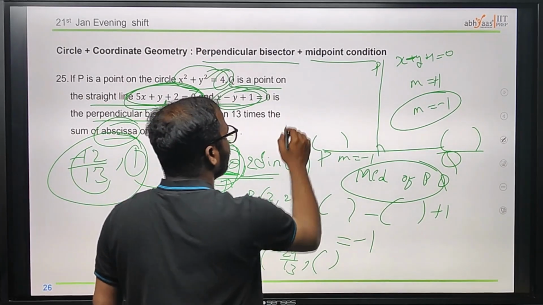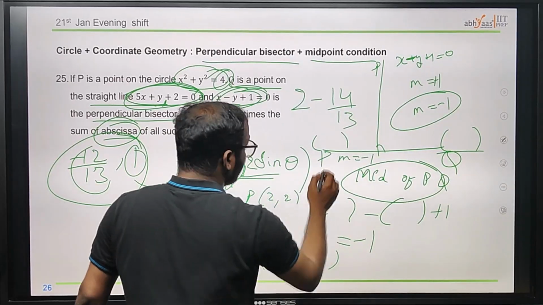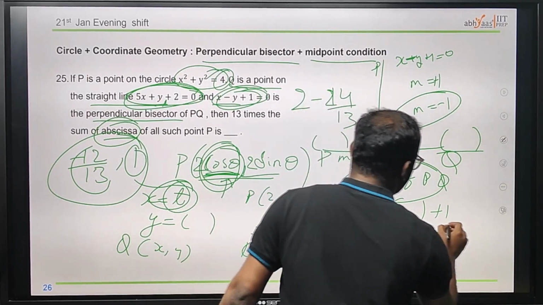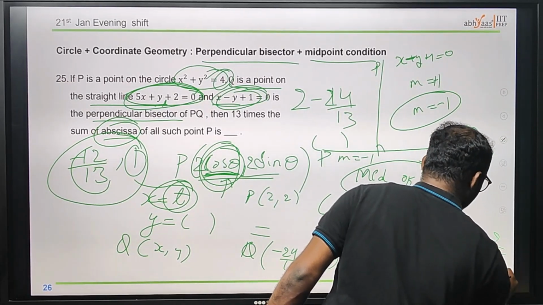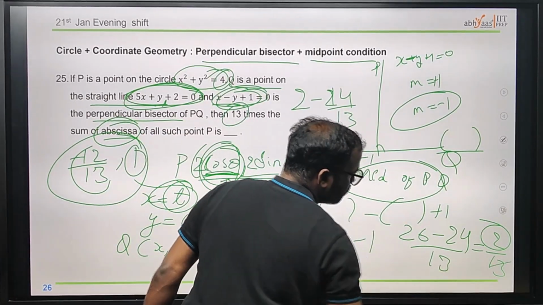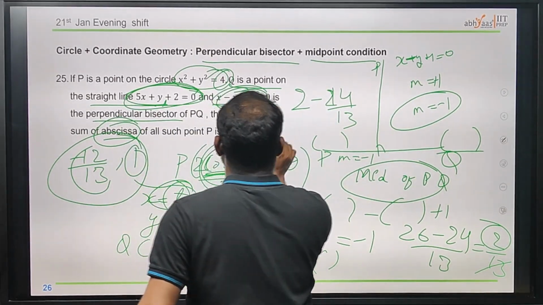Therefore the sum of this will be 2 minus 24 by 13, then 13 times 2 is 26 minus 24, divided by 13, so we will get 2 by 13. Since this 13 times 13 will be cancelled out, therefore 2 will be our answer. That's how we can easily solve this one.